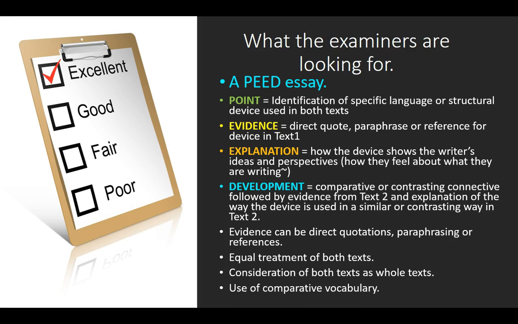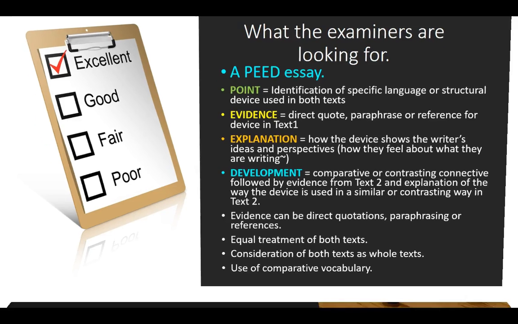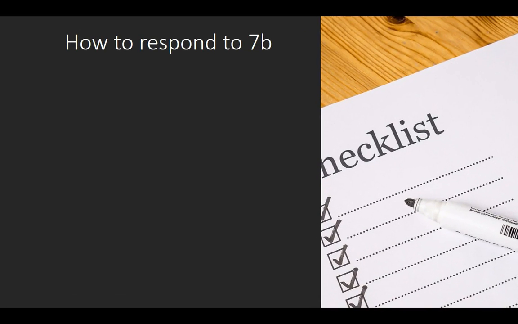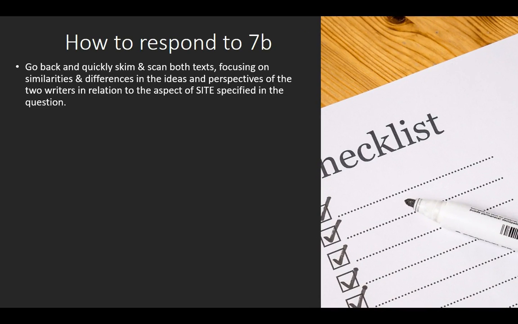They do want to see comparative vocabulary in there. You have to show that you're aware of similarities and of differences in the two texts, and the way you do that is using words like similarly or in contrast, so that you're showing that you are considering and thinking in an insightful way about the way these two texts work. Right, so generally, how do we respond to 7b?